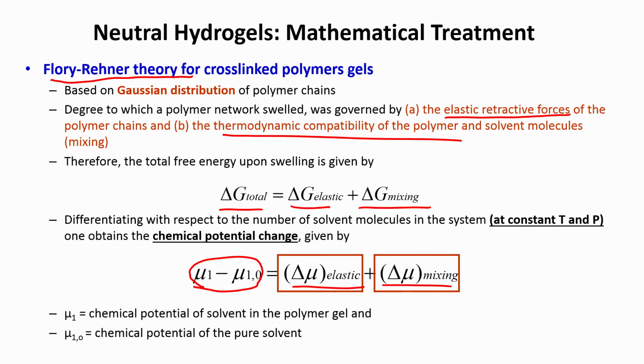So, again as I said, the mu 1 is the chemical potential of the solvent in the polymer gel as well as mu 1 0 is the chemical potential in the pure solvent. So, we are assuming that it was formed in some pure solvent and then it is mixed into this new solvent now in the polymer gel.